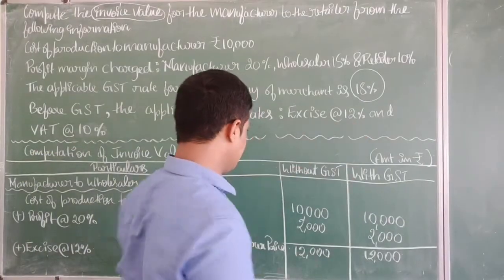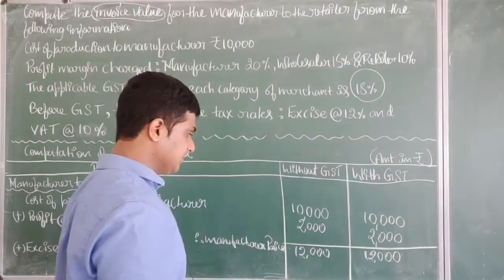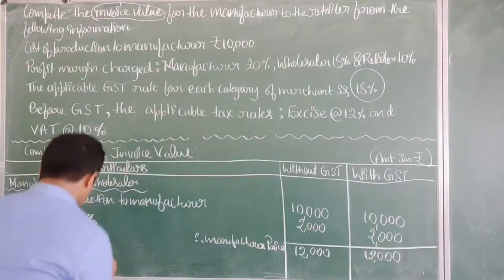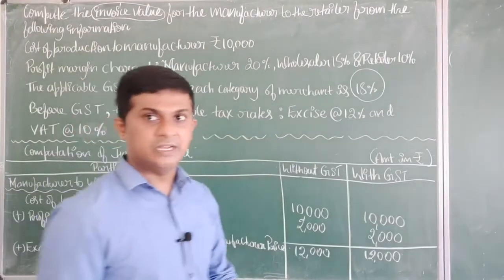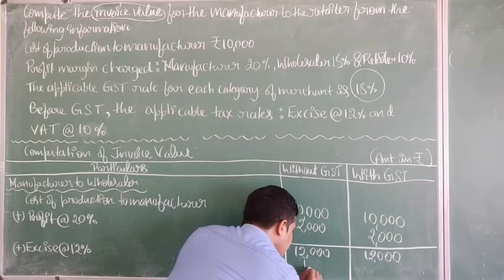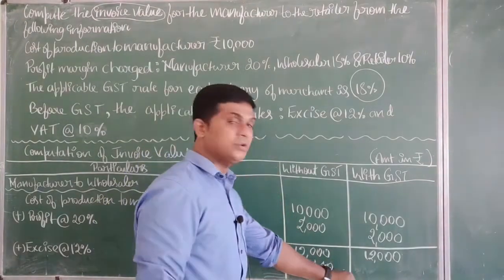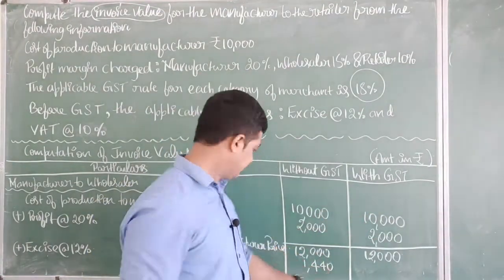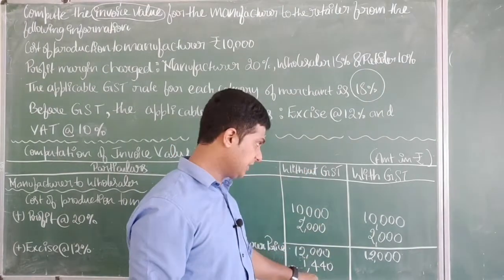Excise duty is 12%. So without GST, that means before the introduction of GST, excise duty was there, so we have to charge here. So on 12,000, 12%, you can use your calculator and calculate. 12,000 into 12%, that will be equal to 1,440. So without GST, or before GST, it is 1,440.